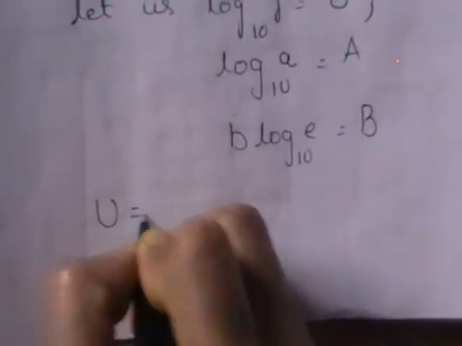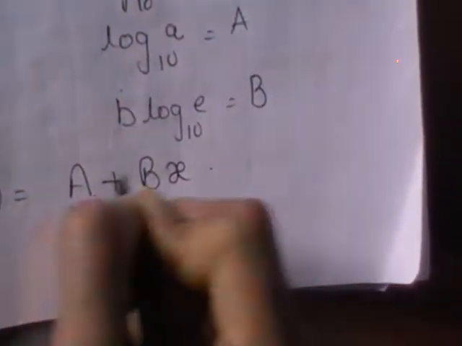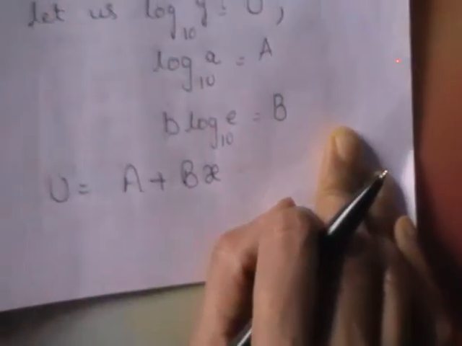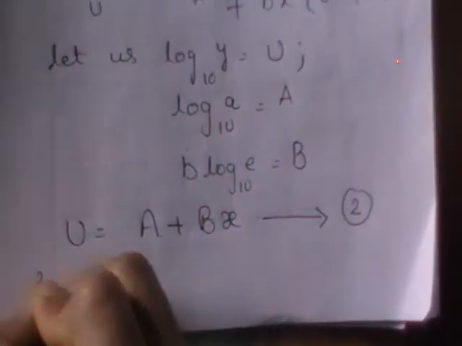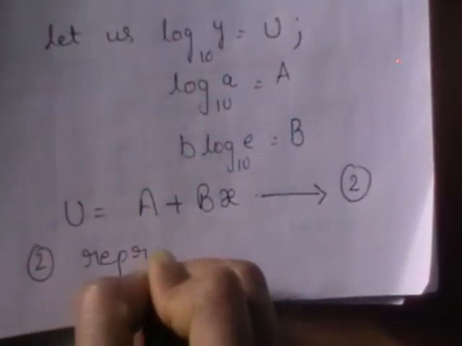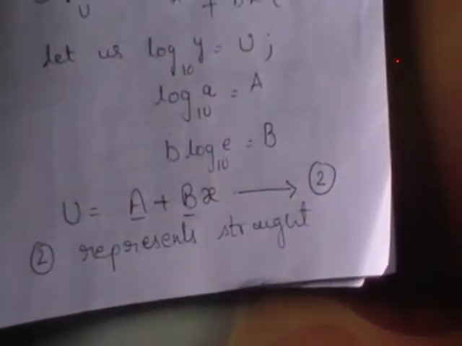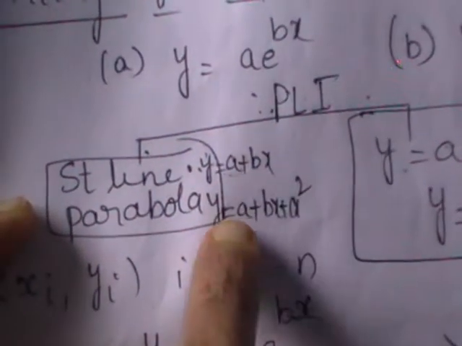You got that as u is equal to a plus bx, where u is log y, a is log a, and b is nothing but log e to the base 10 into small b. Now this nonlinear or exponential form is converted into a straight line. So clearly equation 2 represents a straight line. As this is a straight line, we can apply the principle of least squares to find out these two values. Remember, here you have y is equal to a plus bx, y is equal to a plus bx plus c. Here you are using PLI to find out a, b, or a, b, c.